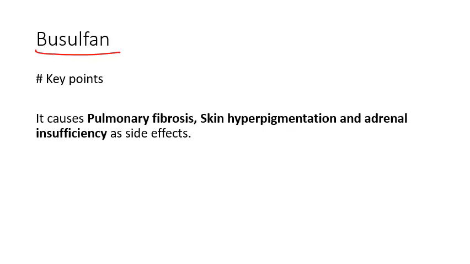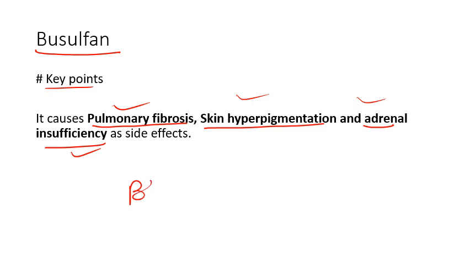Next drug, busulfan. Key point about it is that it causes pulmonary fibrosis, skin hyperpigmentation, and adrenal insufficiency. So these three are important side effects. Can you remind me of a drug that caused the first two side effects, that is pulmonary fibrosis and skin hyperpigmentation? Yes, it was bleomycin.